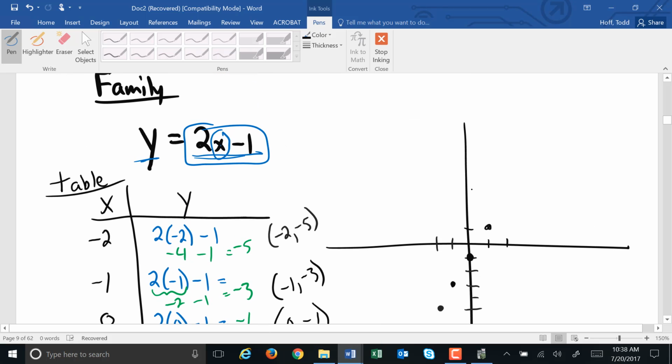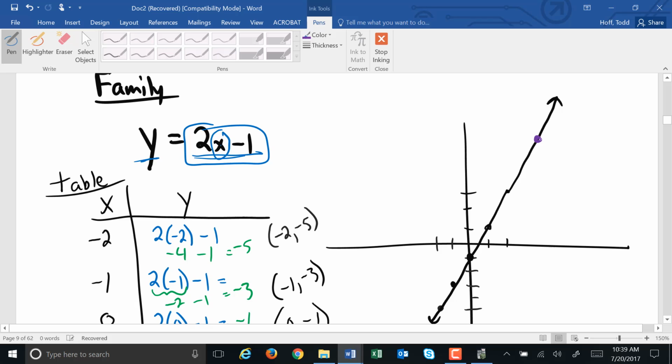So over here, x is 2, y is 3. And we see we get a straight line on our graph. So I can draw the line right through those points like that. What does that line represent? Well, every point on that line is a solution to this equation.